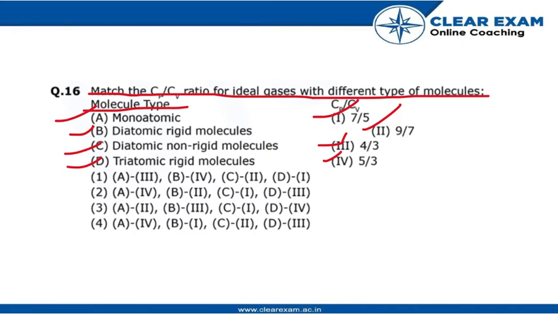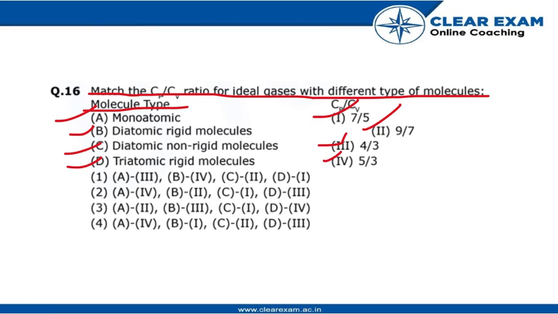The third molecule type is the diatomic non-rigid molecule. For this type of molecule, the Cp upon Cv value is 1 plus 2 upon 7, which equals 9 upon 7. And the last molecule type is the triatomic rigid molecule. For this type of molecule, the Cp upon Cv value is 1 plus 2 by 6, that is equal to 4 by 3.